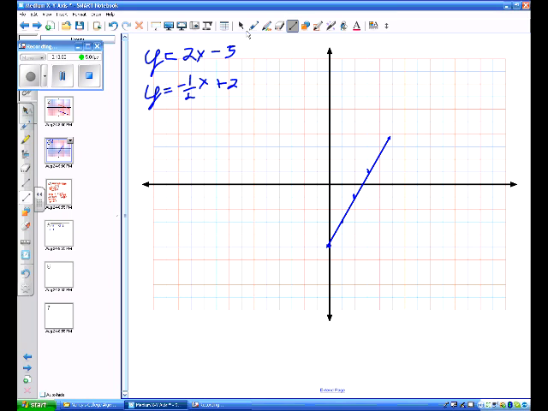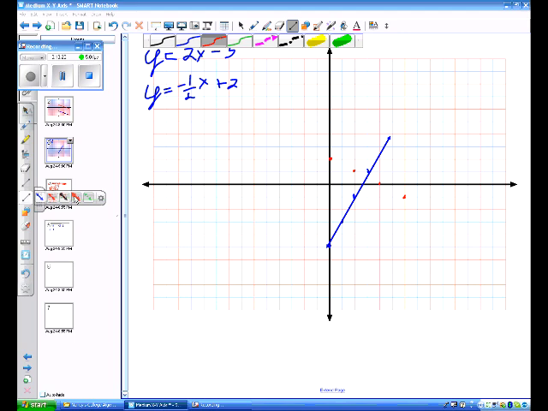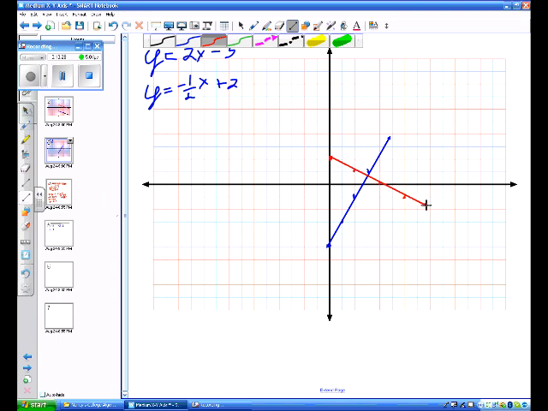Now, if we want to do our other one, we have an intercept of 2 and a slope of -1/2. We're going to go down 1 to the right 2, down 1 to the right 2, down 1 to the right 2, and we'll draw this line. And so these would be perpendicular to each other, and they're at right angles. So this is our perpendicular lines.